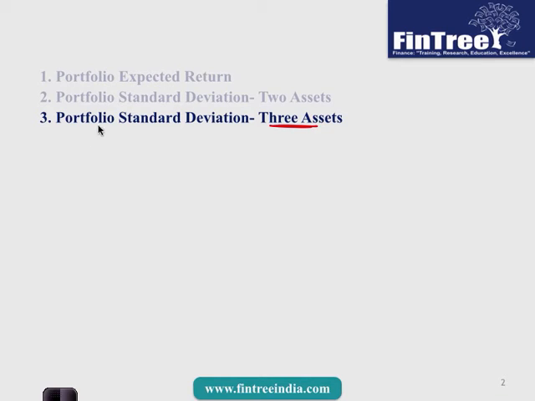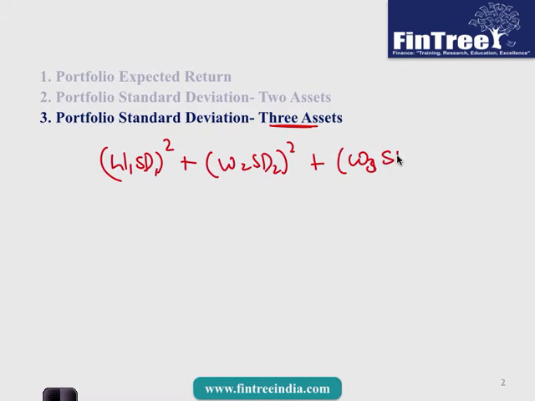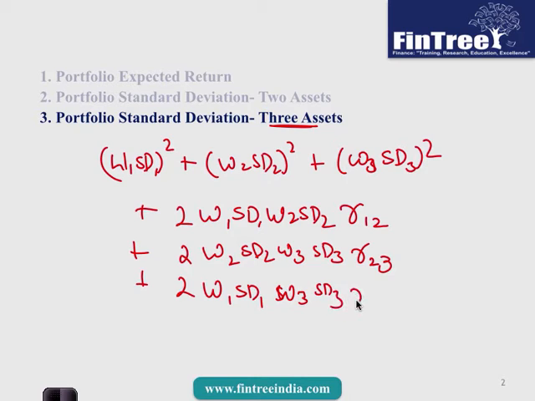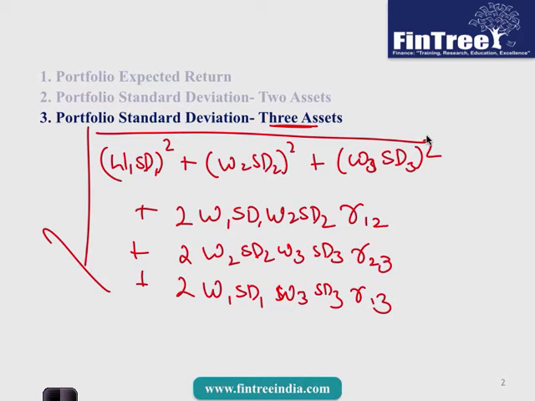Then portfolio standard deviation for 3 assets. The formula would be weight 1 squared standard deviation 1 squared plus weight 2 squared standard deviation 2 squared plus weight 3 squared standard deviation 3 squared, plus 2 into weight 1 standard deviation 1 weight 2 standard deviation 2 into the correlation coefficient between 1 and 2, plus 2 into weight 2 standard deviation 2 weight 3 standard deviation 3 correlation coefficient between 2 and 3, plus 2 into weight 1 standard deviation 1 weight 3 standard deviation 3 into the correlation coefficient between 1 and 3. The whole term should be under root.